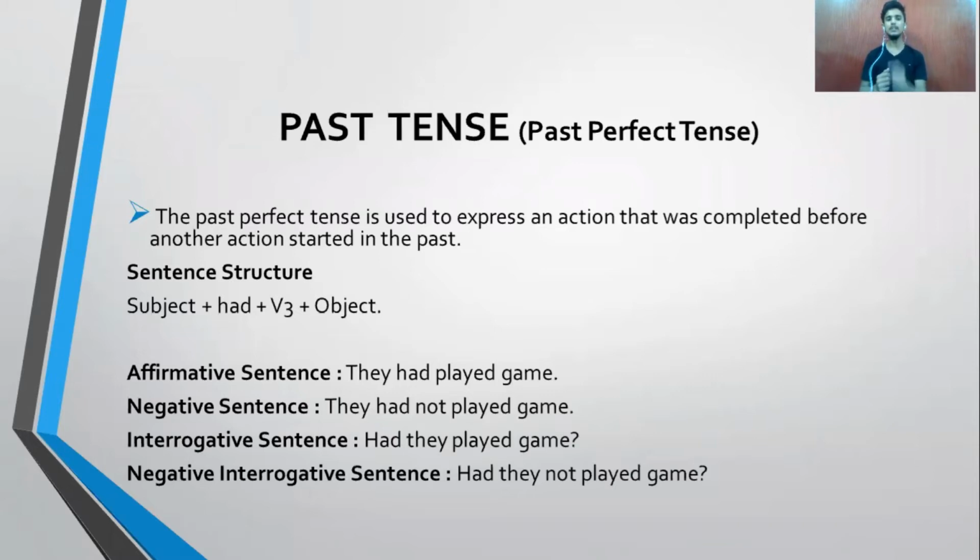They had played game. In a negative sentence, we will put not after the helping verb because it's a negative sentence. Then it will be, they had not played game. In an interrogative sentence, we will put the helping verb had, then the subject, then the third form of the verb, and then the object. Had they played game? In a negative interrogative sentence, first we put the helping verb, then the subject, then not because it's also a negative sentence, and then the verb's third form, and then the object. Had they not played cricket?